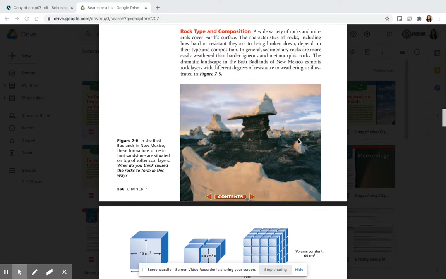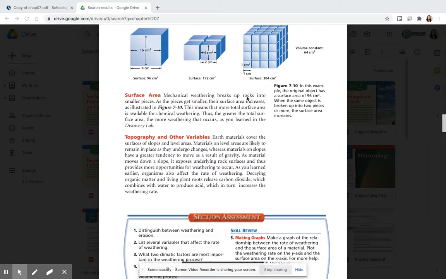Rock types and composition. A wide variety of rocks and minerals cover Earth's surface. The characteristics of rocks, including how hard or resistant they are to being broken down, depend on their type and composition. In general, sedimentary rocks are more easily weathered than harder igneous rocks and metamorphic rocks. The dramatic landscape of the Bisti Badlands of New Mexico exhibits rock layers with different degrees of resistance to weathering, as illustrated in Figure 7.9.